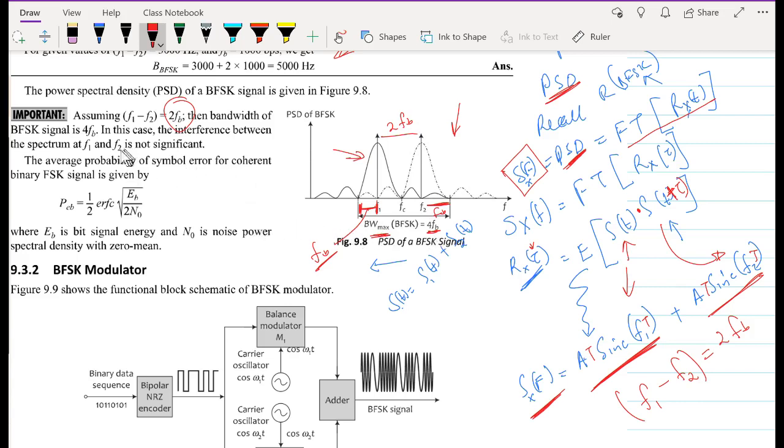And in a similar manner, without really going into the details of derivation, we can state the probability of error of symbols that are transmitted using BFSK. This we don't have to derive. We can just remember that it is going to be given by a half of the error function, the root of Eb over 2N0, where N0 is the noise power spectral density with zero mean, and Eb is the bit signal energy.